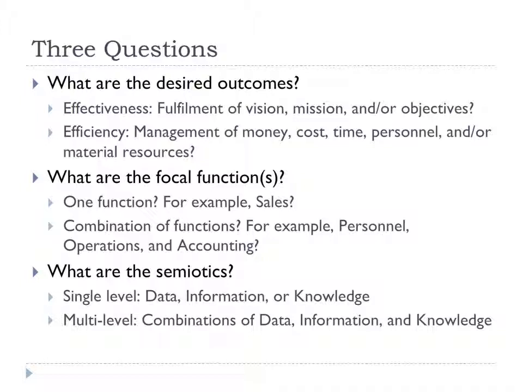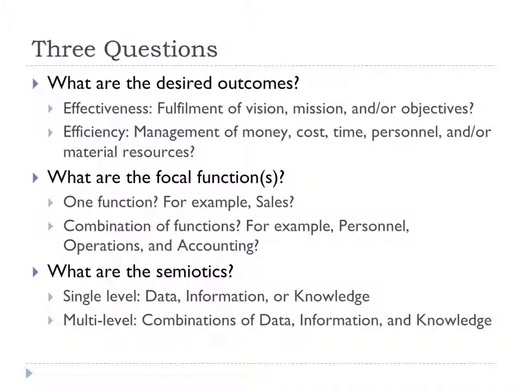To conceptualize an information system's strategic roles in an organization, we will pose 3 questions. First, what are the desired outcomes in terms of effectiveness and efficiency? The answer to this question has to be based on A, the vision, mission, and objectives of the organization, and B, the critical resources for the organization.